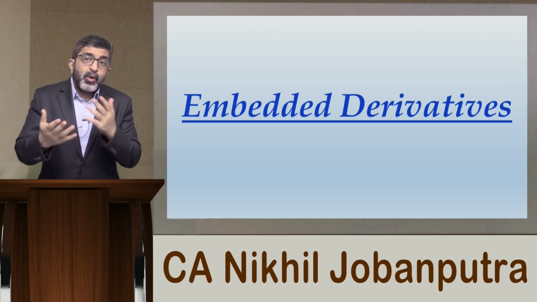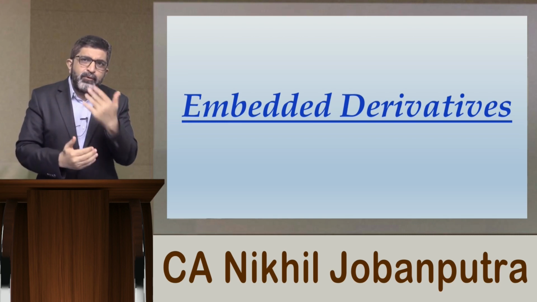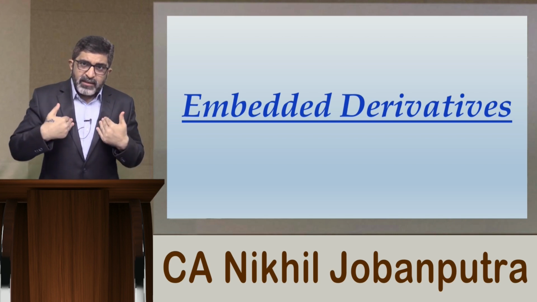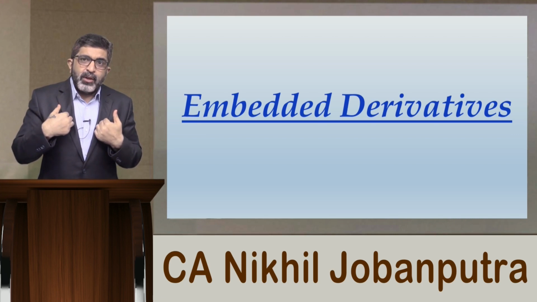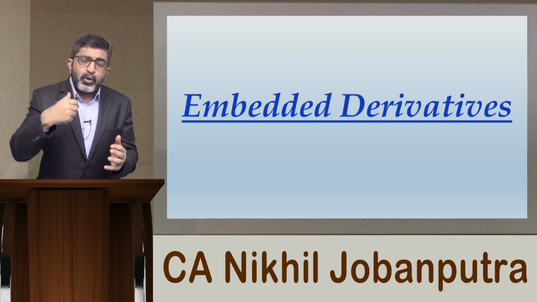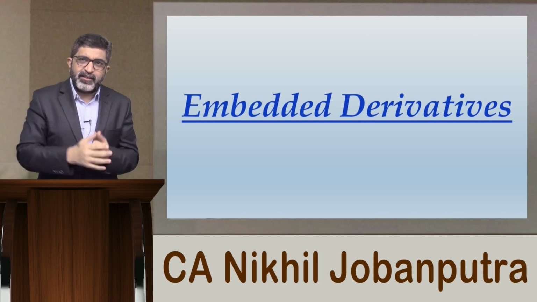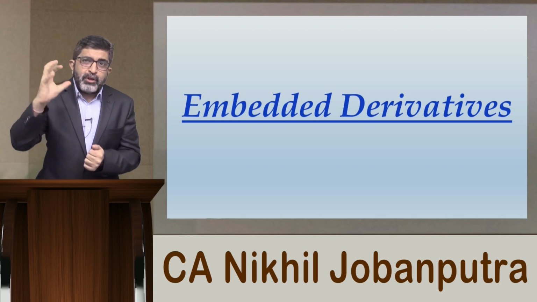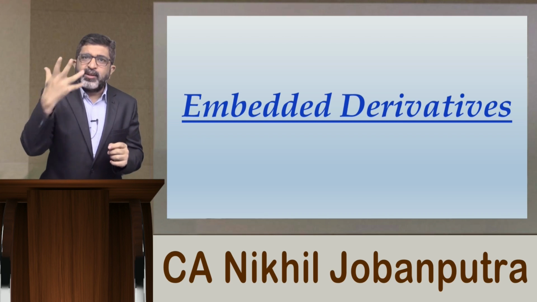I'll give you a few more examples to understand what an embedded derivative is. Let me give you another example. Imagine that I am a bank and you have approached me as a borrower. It's a big amount of loan that you want to borrow, say 100 lakhs. I am a bank, you are a borrower, you want to borrow 100 lakhs. Now, you have a possibility of getting a huge amount of cash flow in 3 years' time. It is not certain, there is a possibility.